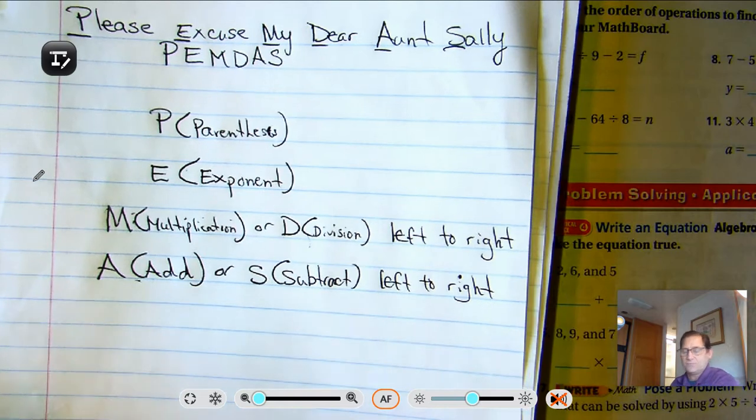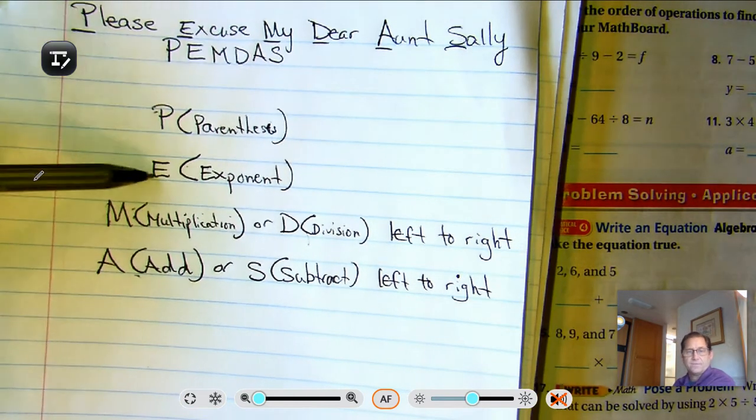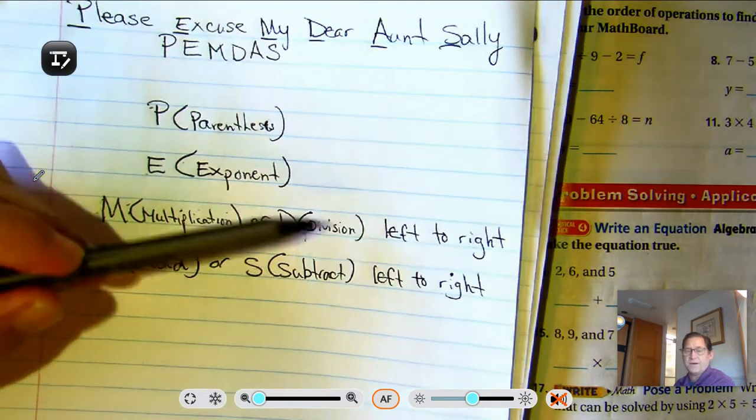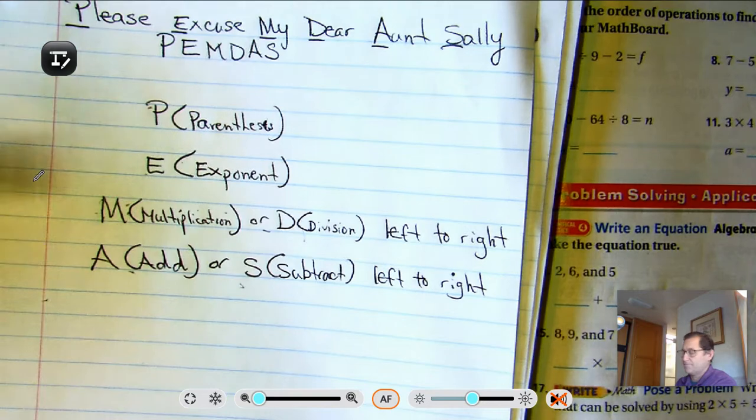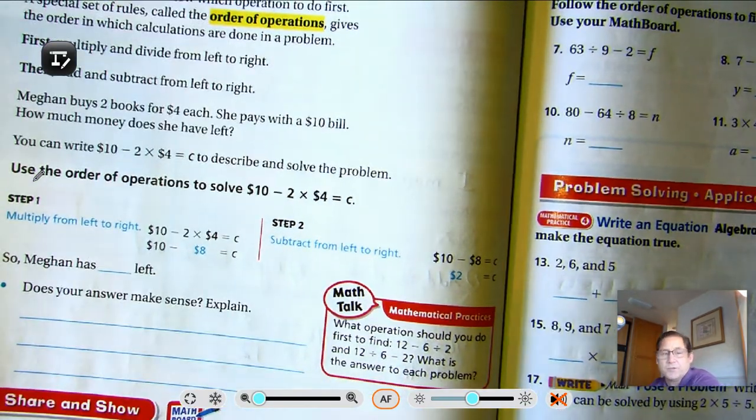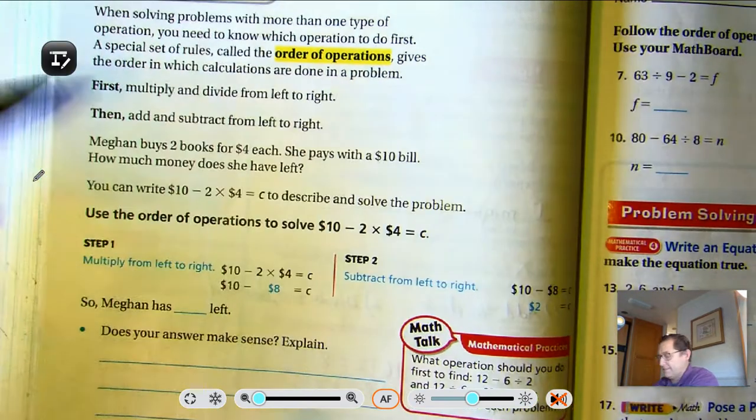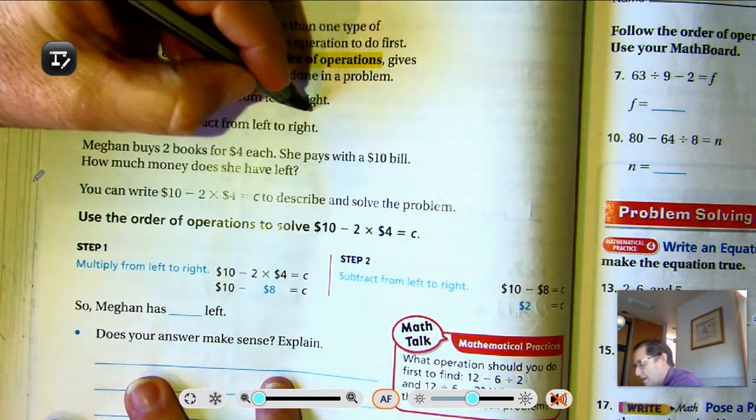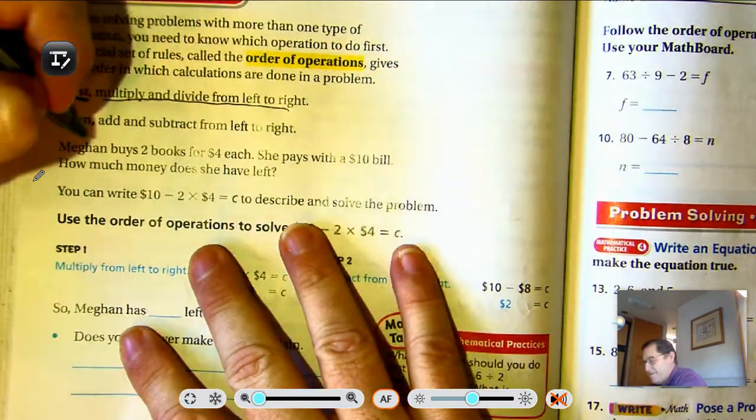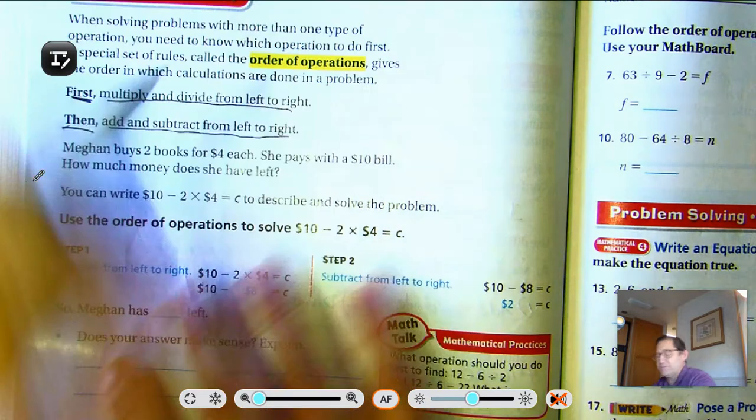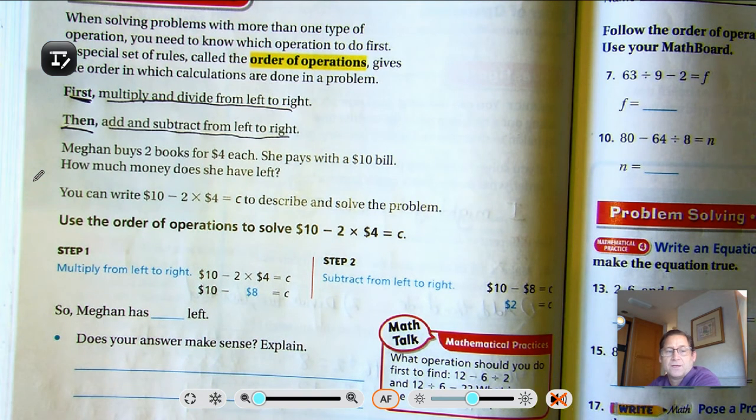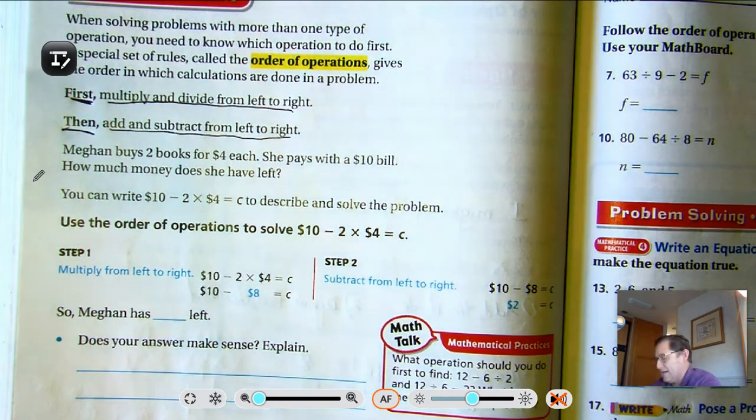The idea of PEMDAS, with parentheses first, followed by any exponents, multiplication or division left to right, and addition or subtraction left to right. Okay, so we're going to practice the two bottom levels here in third grade. So it says first, multiply and divide left to right. Then add and subtract left to right. So let's look at our first problem as an example.